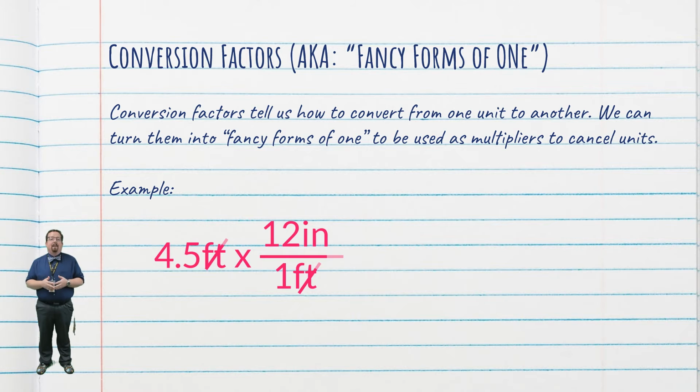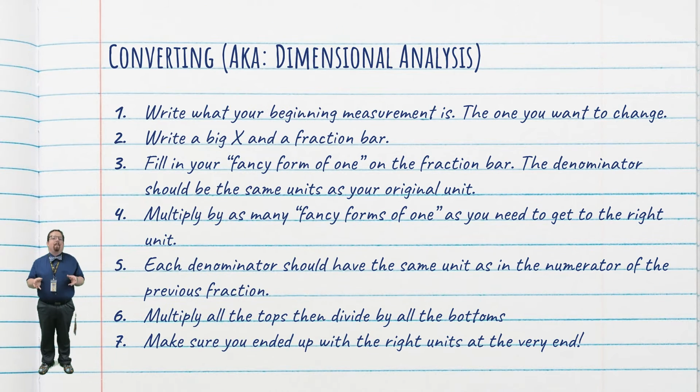To get my answers, I multiply the numbers on top and divide by the numbers on bottom. So in this case, it'd be 4.5 times 12 divided by 1. Most of the time, you could just skip the ones because they don't actually change the number. So when I punch that in my calculator, I get that our tables are 54 inches long. We just did something called dimensional analysis. It's just a fancy term for converting our units by multiplying our measurement by a series of fancy forms of 1.